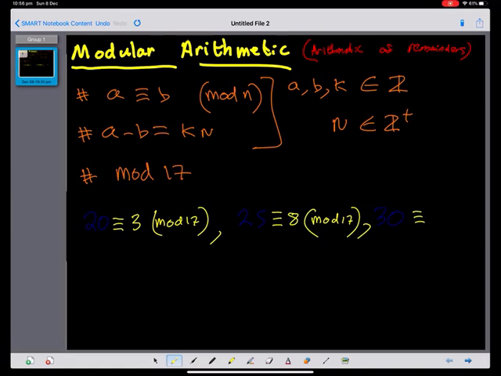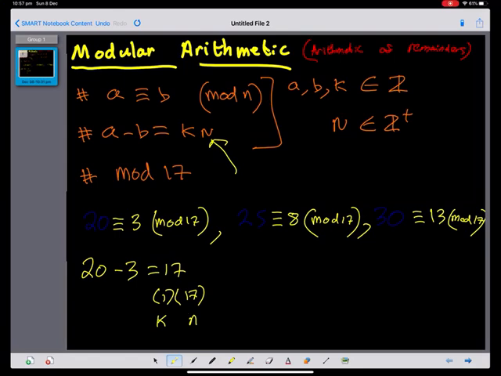30 is congruent to, 2 times 17 is 34, so we get a remainder of 13 mod 17. Okay, so let's just quickly have a look at this condition here. So 20 minus 3 is 17, and we can get a k, which is 1, and 17, which is n. So this is k, this is n.